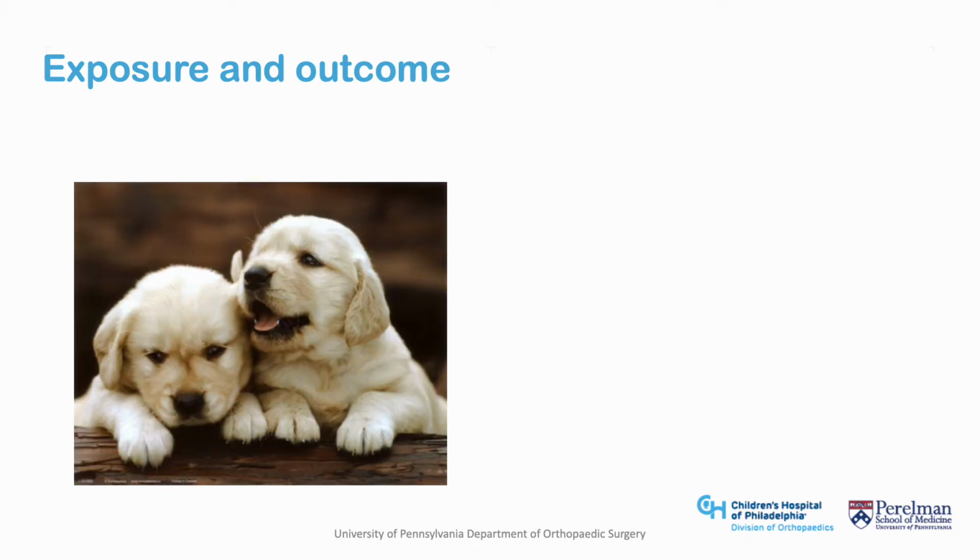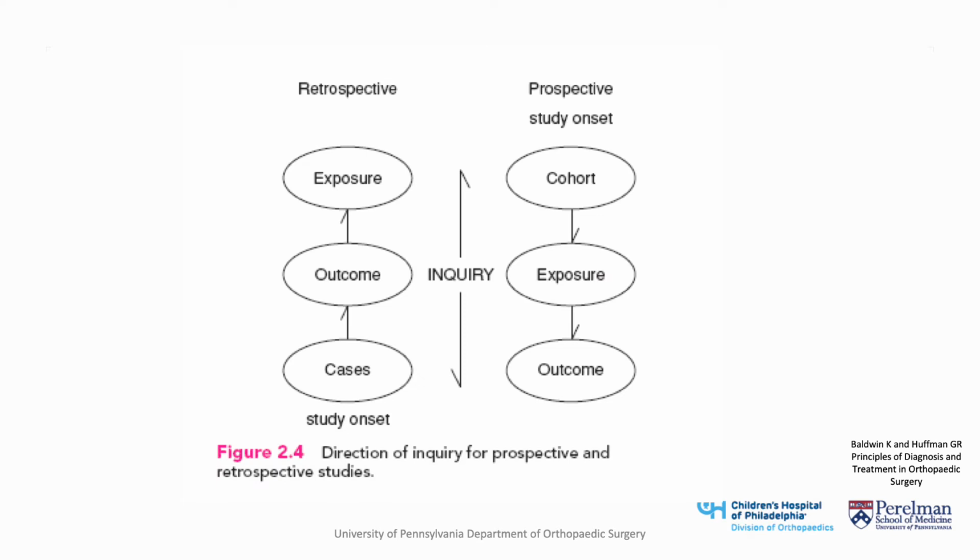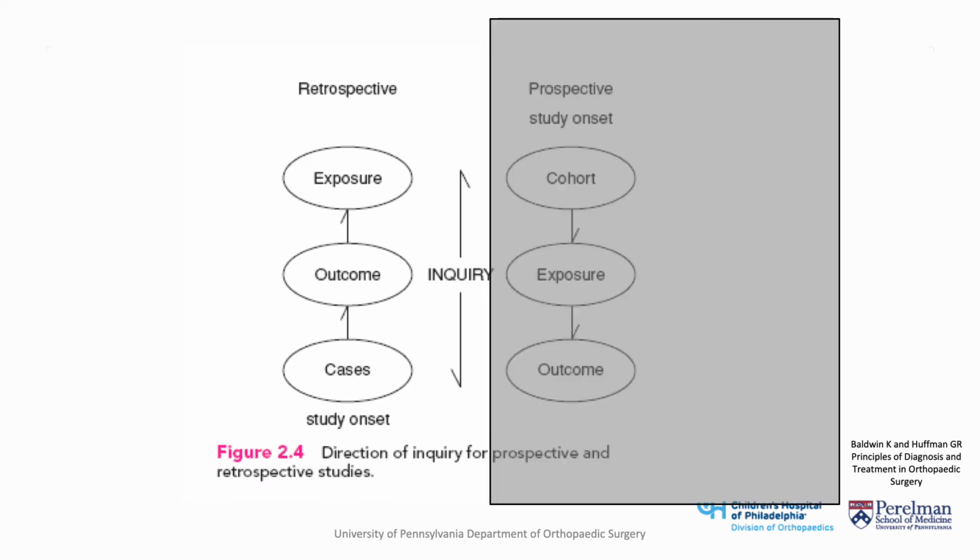Exposure and outcome. You may wish to show that adding radiation to these cute puppies would have an untoward result. How would this be done? Broadly in clinical research, there are two paths you can take. These paths are called directions of inquiry.